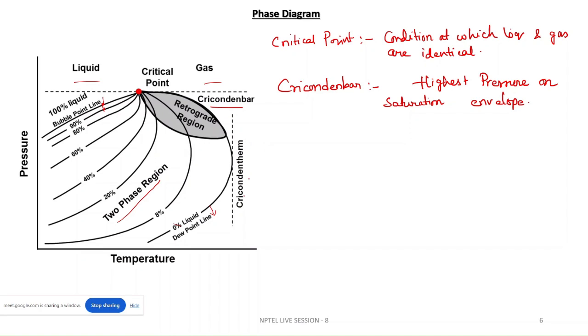You can also see the cricondentherm, which refers to the highest temperature on the saturation envelope.